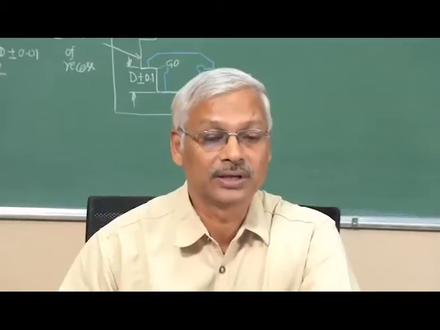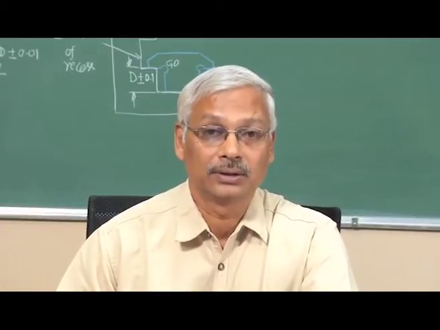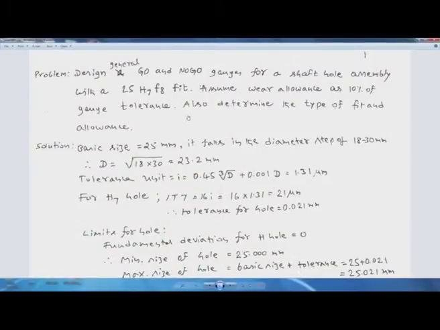Now we will take up a problem on gauge design, so that the concepts will be clear. The problem is given here. We have to design the general type go and no-go gauges for a shaft-hole assembly with a 25H7F8 fit, and we have to assume a wear allowance of 10% of gauge tolerance. Also we have to determine the type of fit and allowance.